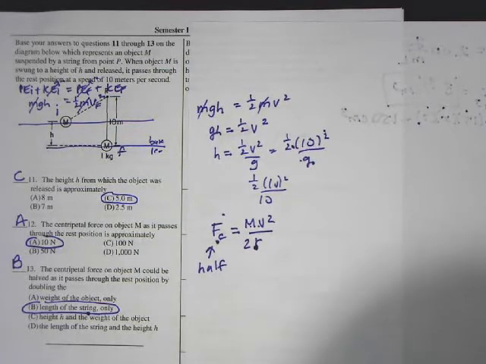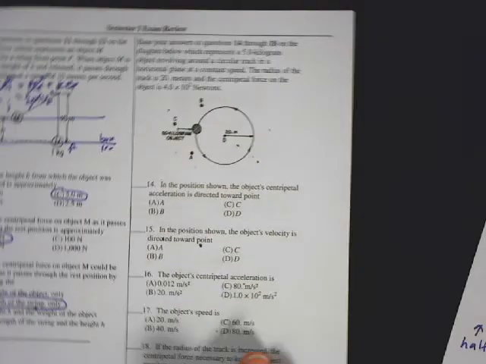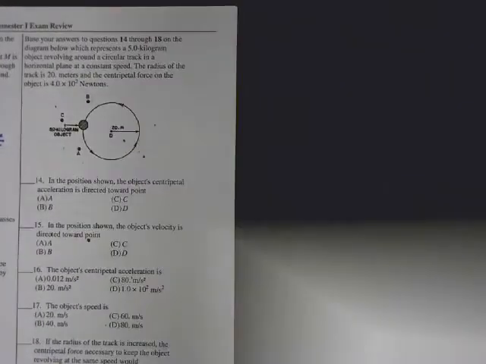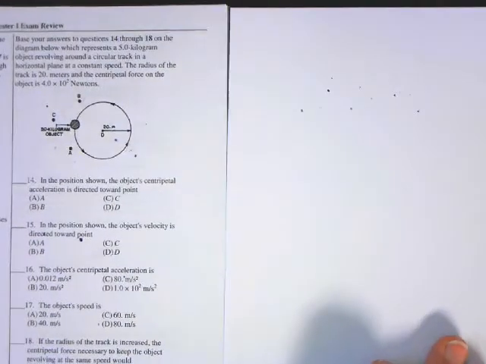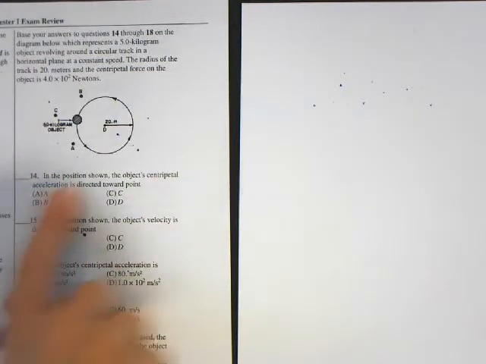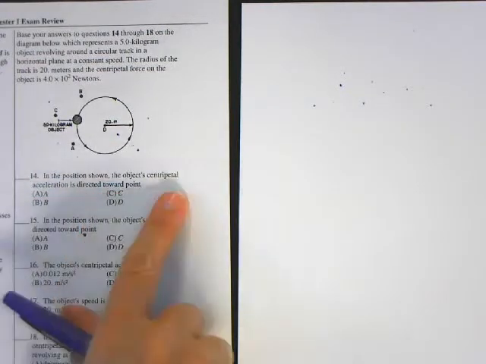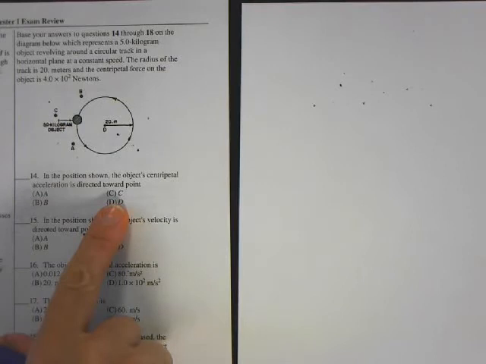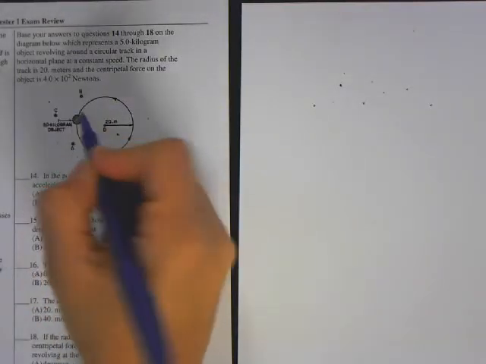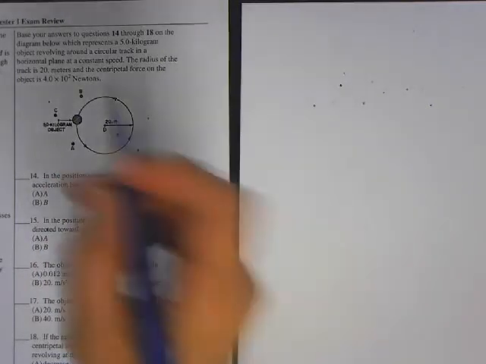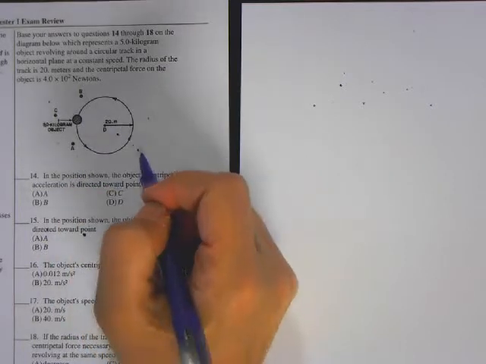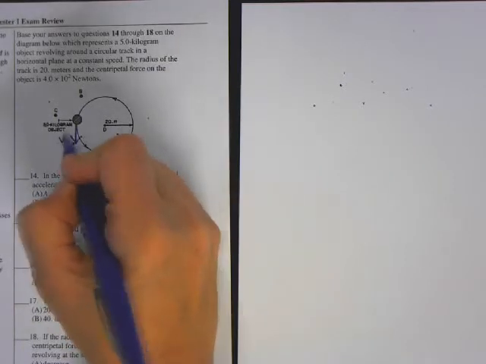Okay, let's look at this one. I think I need to have some paper out so I can work these out, and I want to go through 20-something. Okay, so here's the one. In the position shown, the object's centripetal acceleration. So remember, there's two things you have to remember. The centripetal acceleration is always pointed towards the center of the circle. And you also know that the velocity is always going to be tangent. So you have your velocity and your acceleration.